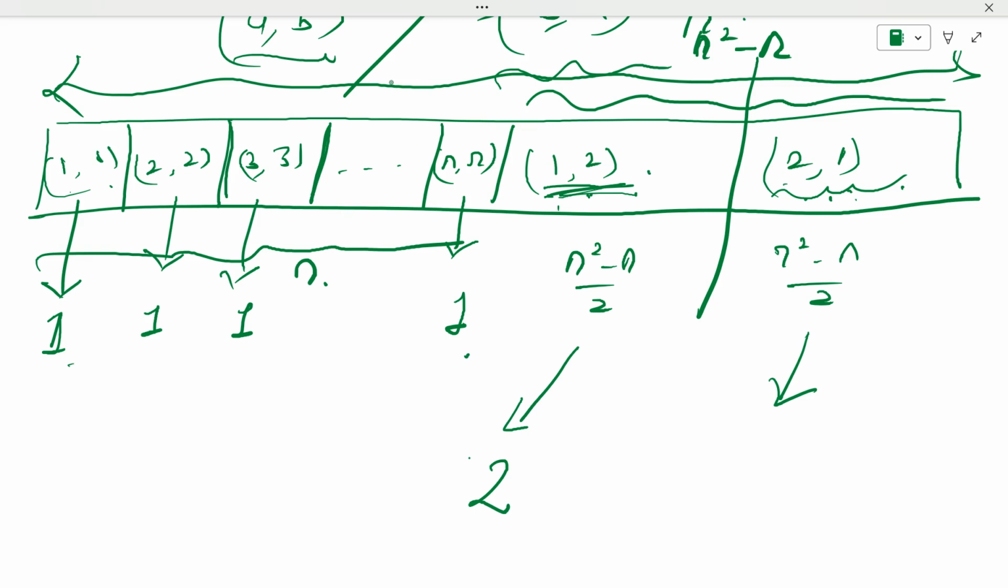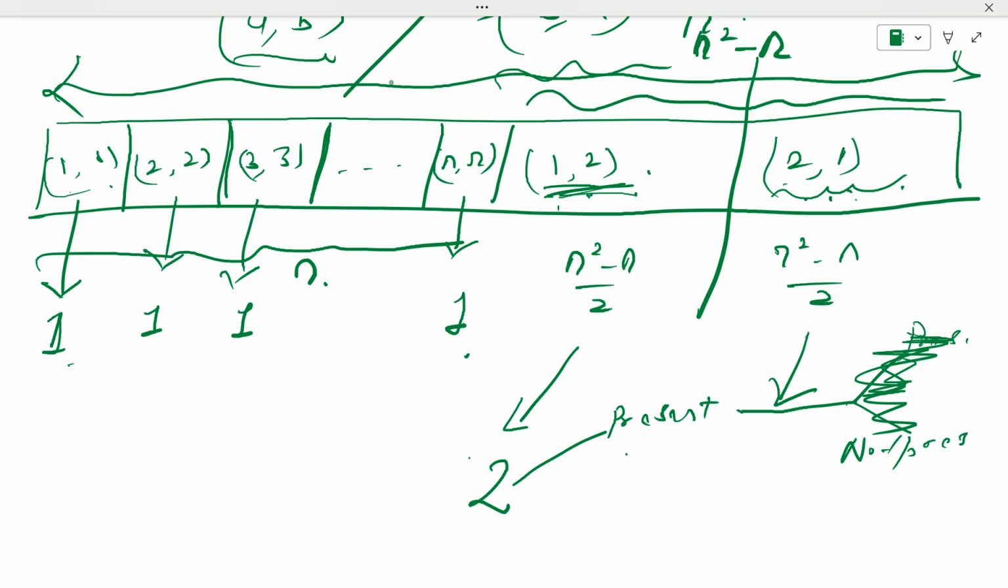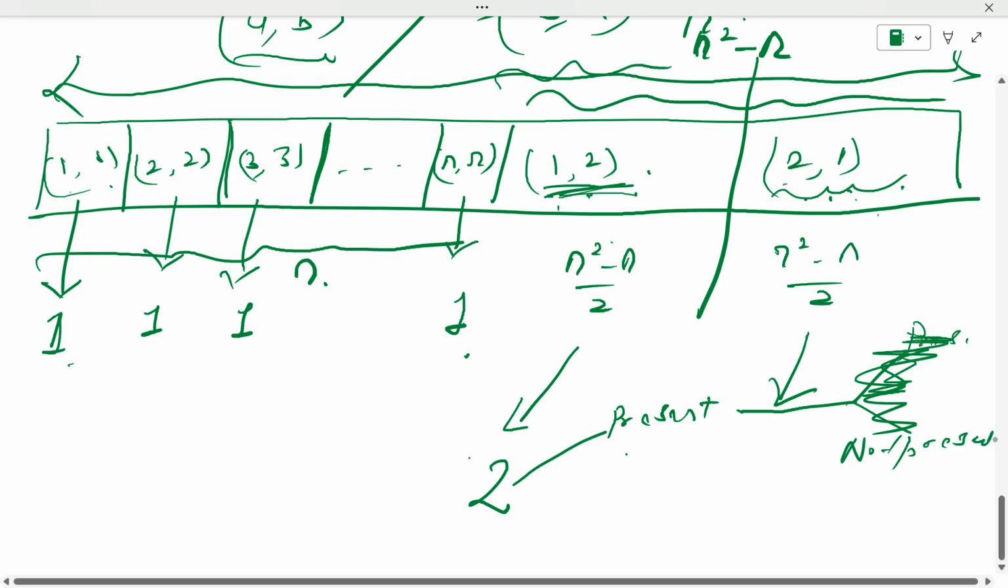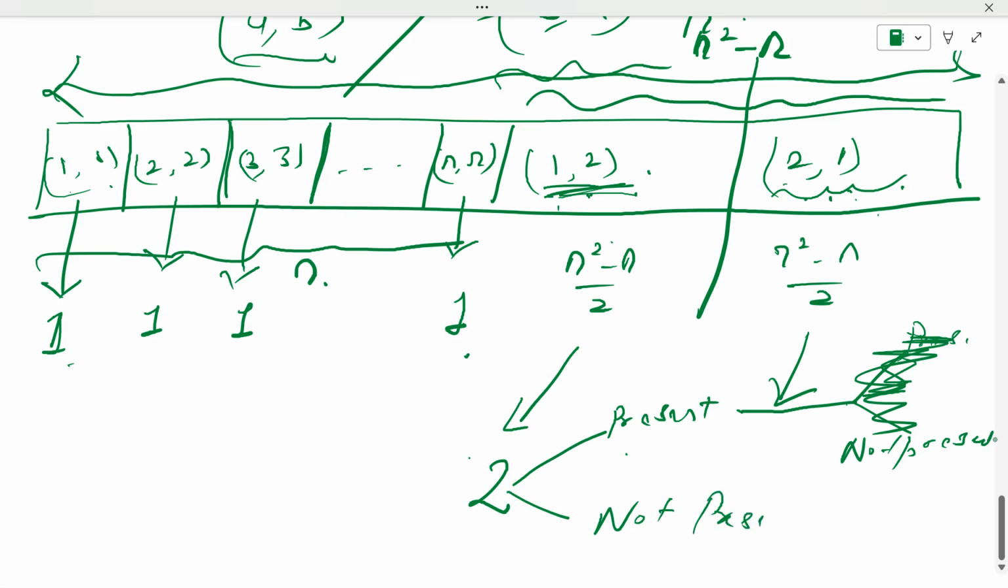So if it is present, then this part shouldn't be present. Okay, because if (1,2) is present, (2,1) shouldn't be present. But if it is not present, let's say in the relation it is not present, then it can be present or it cannot be present.